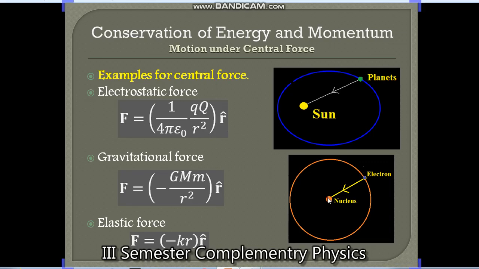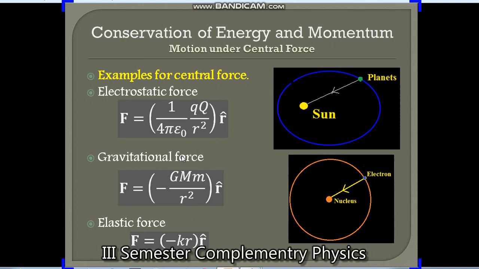For example, in the case of a hydrogen atom, there is a nucleus having plus e charge and there is an electron having minus e charge. So this electron is revolving around the nucleus because of this attractive force, and this attractive force is always directed towards the center of the nucleus, and the magnitude of that attractive force depends only on the distance between the nucleus and electron. So electrostatic force is an example of central force.